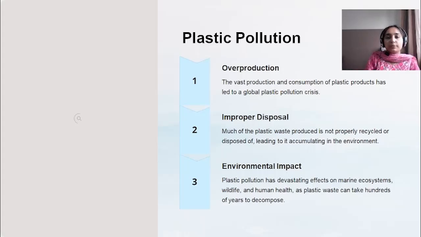Now, this is a summarized slide of plastic pollution. Why does this cause plastic pollution? First one is overproduction. The vast production and consumption of plastic products has led to a global plastic pollution crisis. When there is production, then there will be consumption. If the production is restricted, then the consumption is also restricted.